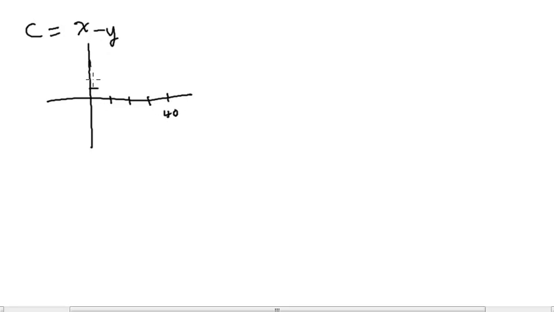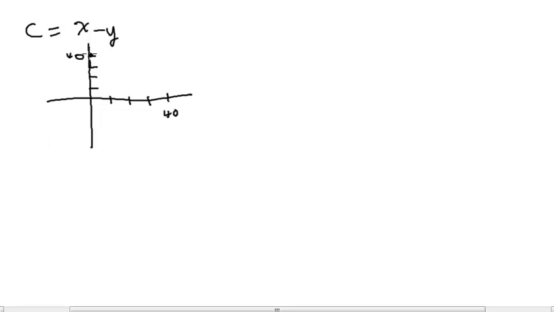Let's say that the objective function is c equals x minus y. In this example, we already have a graph given to us. This is in tens: 10, 20, 30, 40 on the x-axis, and 10, 20, 30, 40 on the y-axis. And we have a polygon that defines our constraint function.